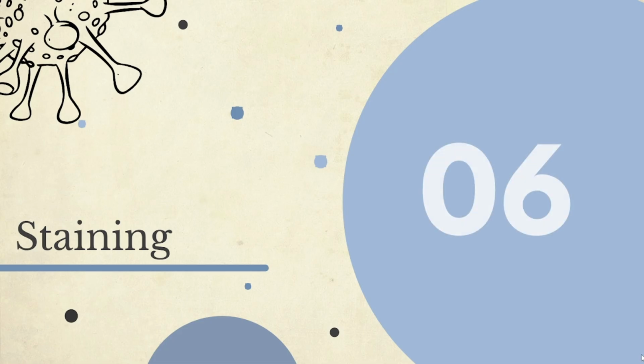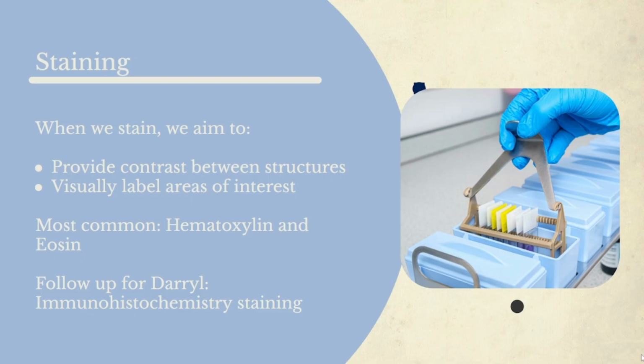Staining. When we stain a slide, we aim to provide contrast between structures and visually label areas of interest. The most common staining technique that we do is hematoxylin and eosin staining, which is fast and can demonstrate a wide variety of tissue. Specifically, in the case of Darryl, once cancer was suspected, immunohistochemistry staining was ordered as a follow-up. This type of staining uses antibodies to super-specifically demonstrate the elements of interest like in cancer. However, it's very prone to false positives and negatives.